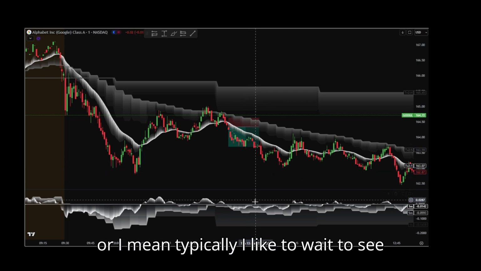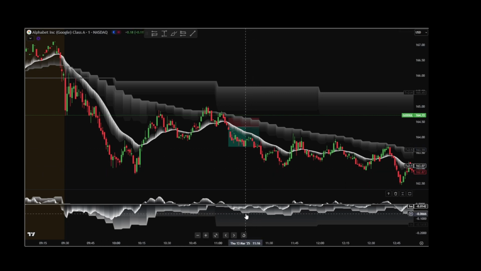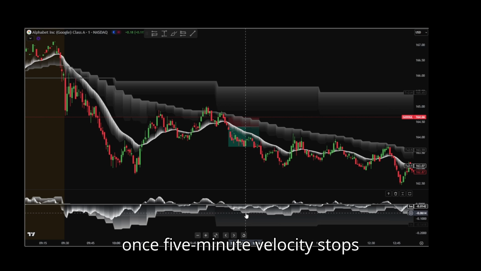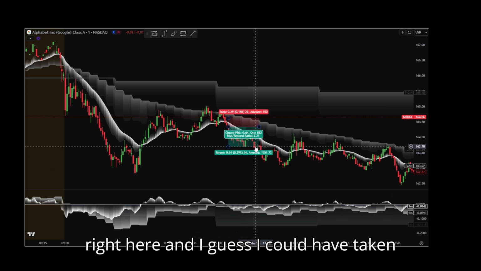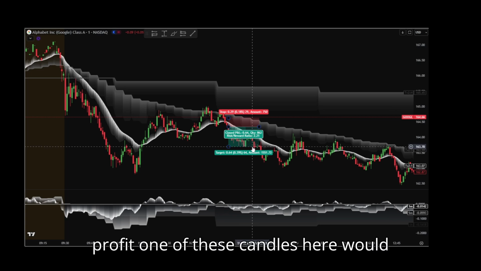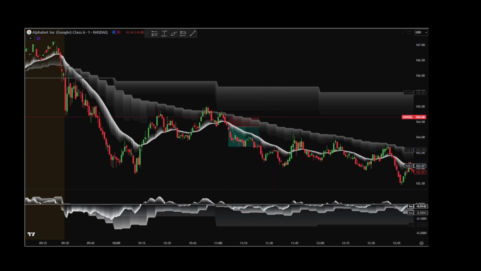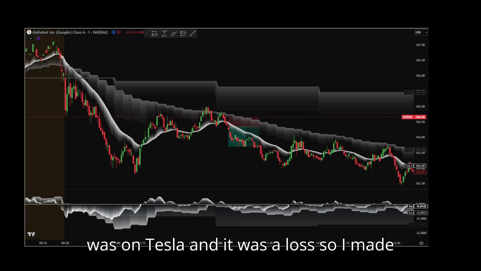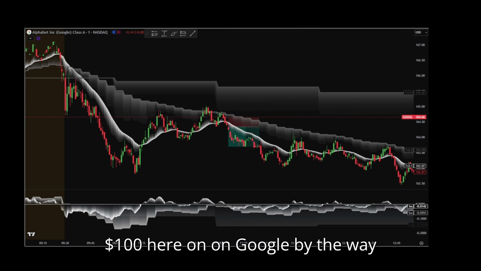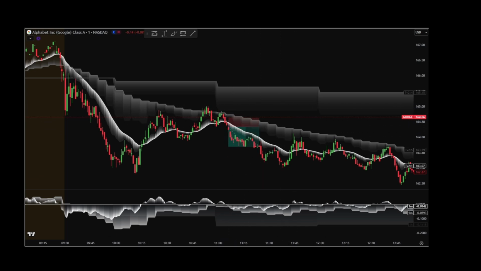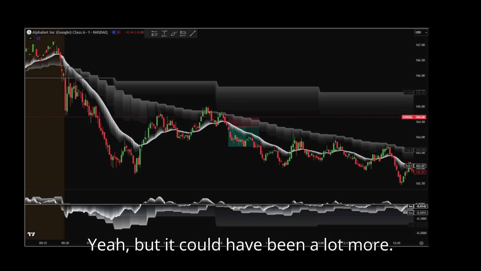Or I mean, typically I like to wait to see once 5 minute velocity stops decreasing, right, which would have been right here, and I guess I could have taken profit with one of these candles here. It would have been bigger profit. The next play was on Tesla and it was a loss, so I made $100 here on Google, by the way. Yeah, but it could have been a lot more.